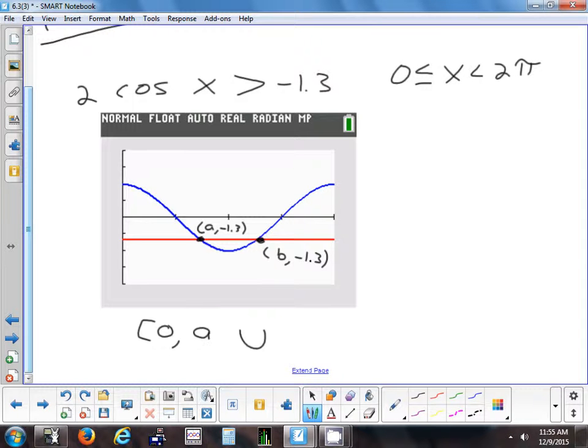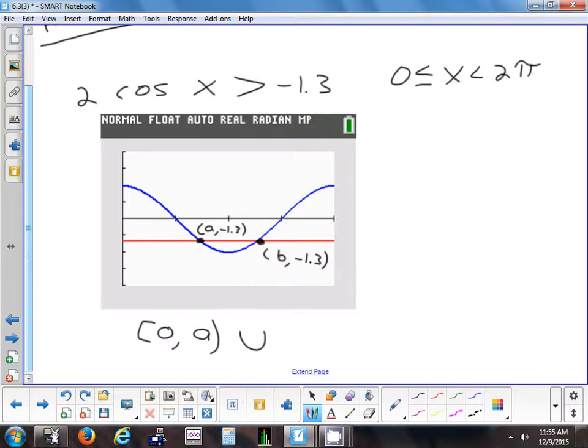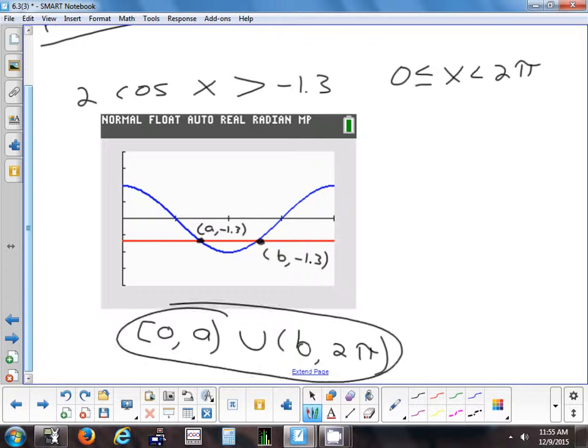From 0 to A, including A or not? No, we can't include A because it said strictly greater than. And what about my interval for the second part? Not including B, 2 pi. Including 2 pi or not? Not including 2 pi because of the restriction they gave me. So you just have to find what the two intersects are, and that would be your answer. Any question on how you find those?